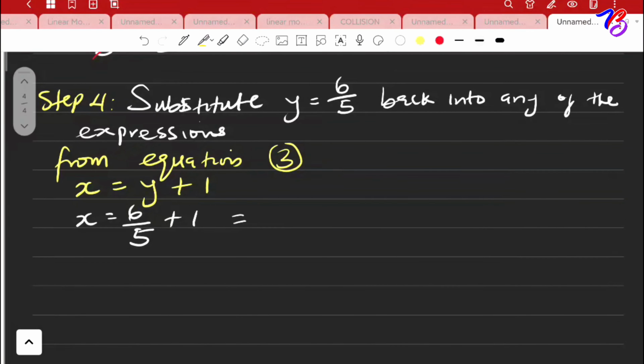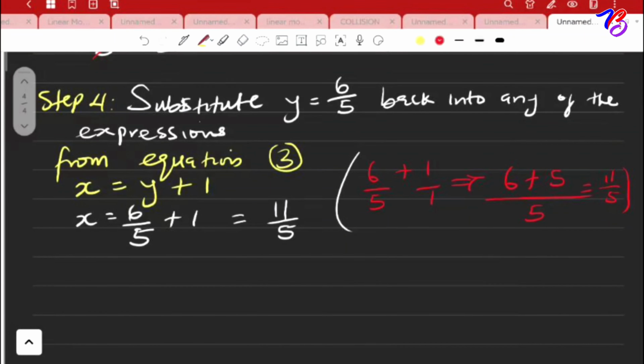So that x is equal to 11 over 5. Okay, how do we obtain this? Let's do that. 6 over 5 plus 1 over 1. This will give you LCM 5. 5 into 5, 1. 1 multiplied by 6 is 6. 5 into 1, 5. 5 multiplied by 1 is 5. So 6 plus 5 over 5 gives you 11 over 5.